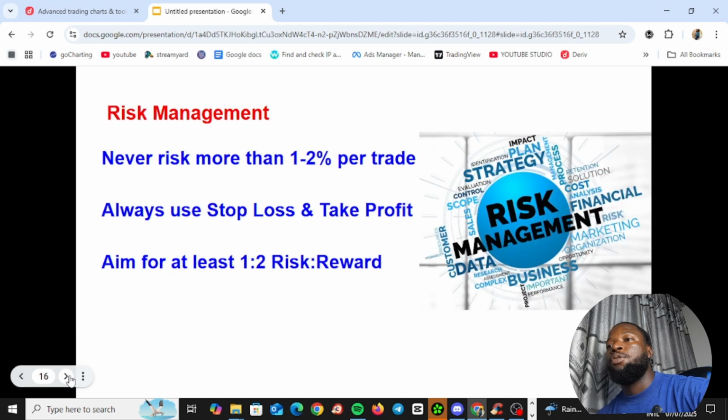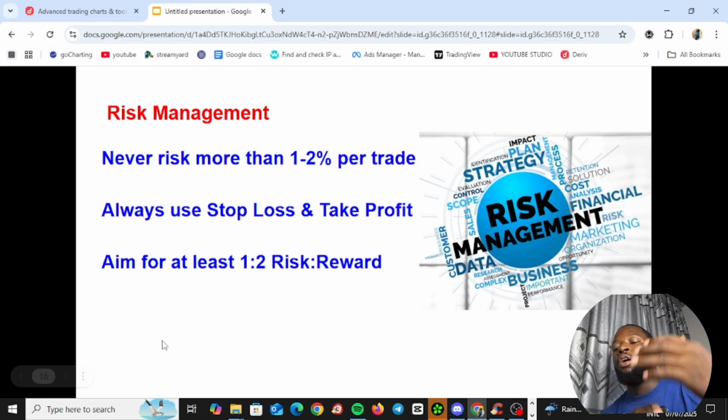Okay, and also lastly, there's something called risk management, which is also the best part of forex trading. Because when you don't manage your risk effectively and you lose money, you are not going to be able to keep the money you make because of risk management.